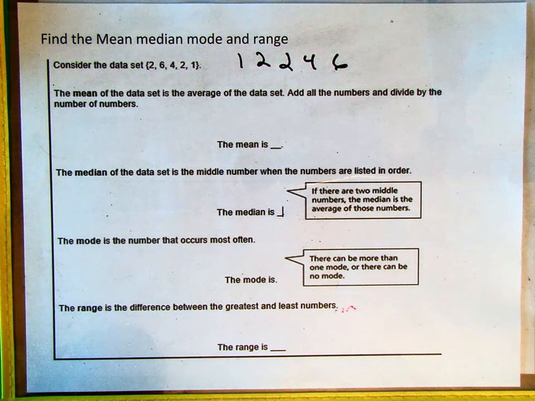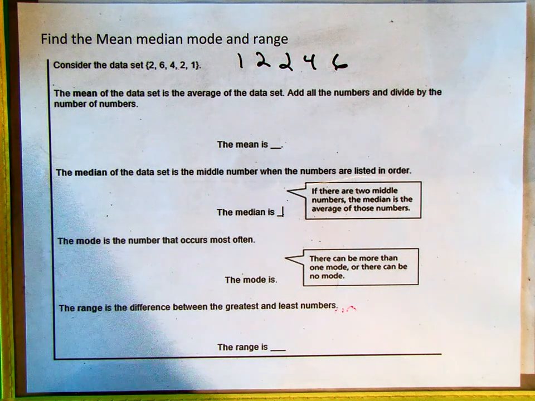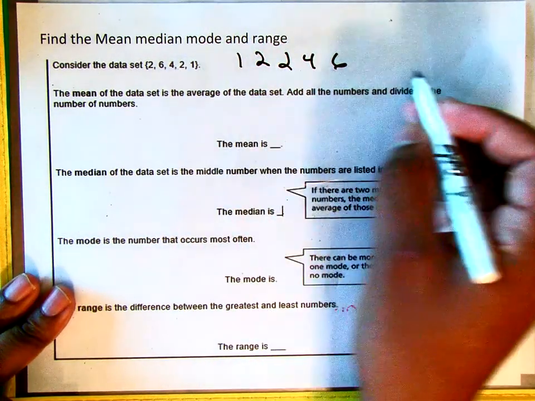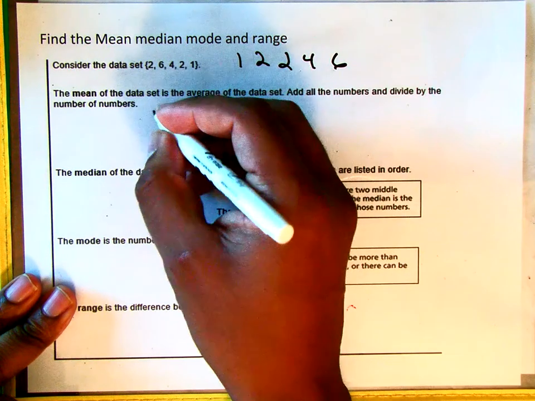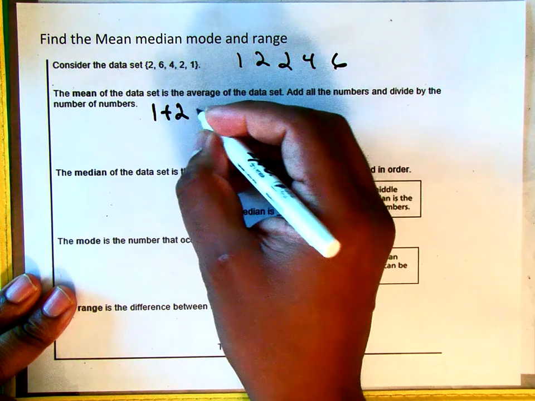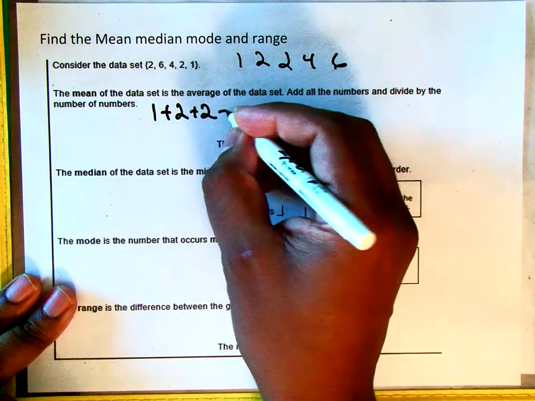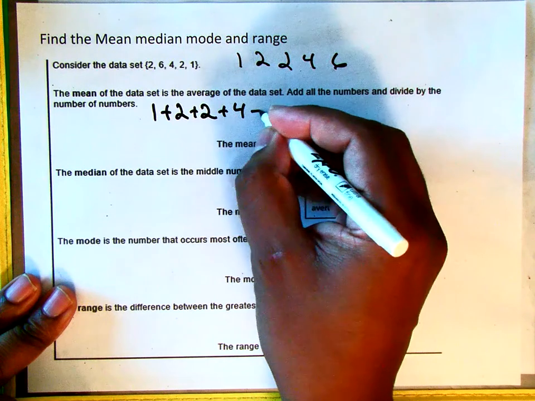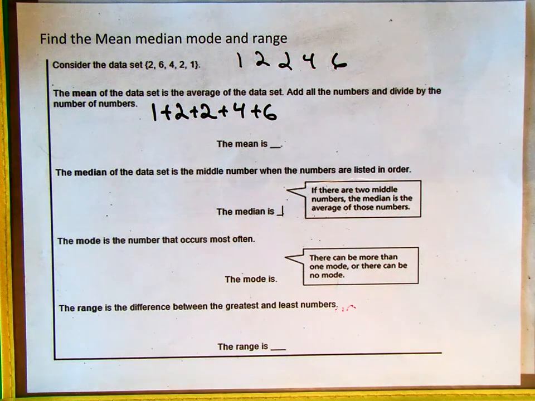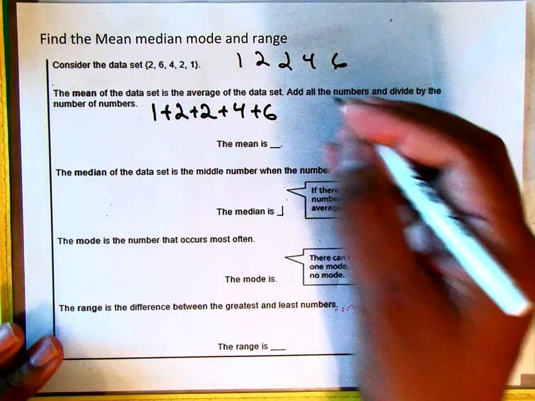Okay, so it says here the mean of the data set is the average of the data set. Add all the numbers and divide by the number of numbers. So what we're going to do first is add all the numbers. So we're going to take 1 plus 2 plus 2 plus 4 plus 6. All right, and when we add all those numbers, we get 15.